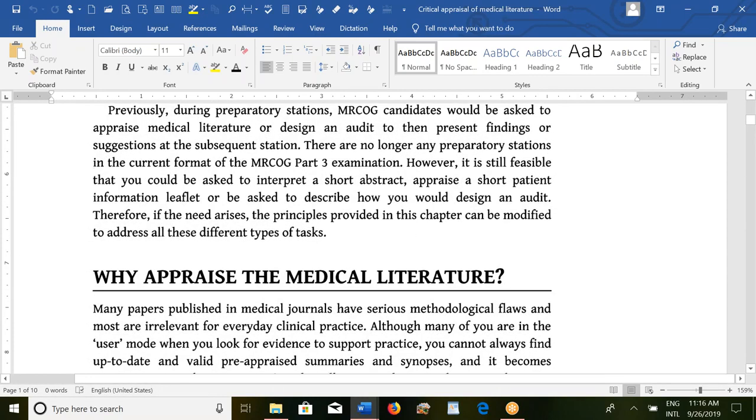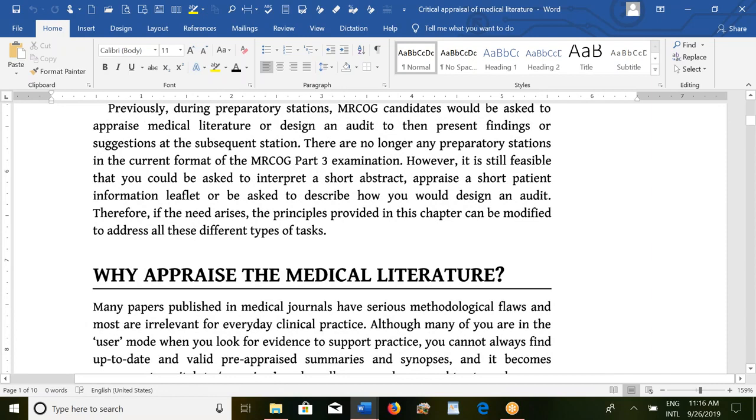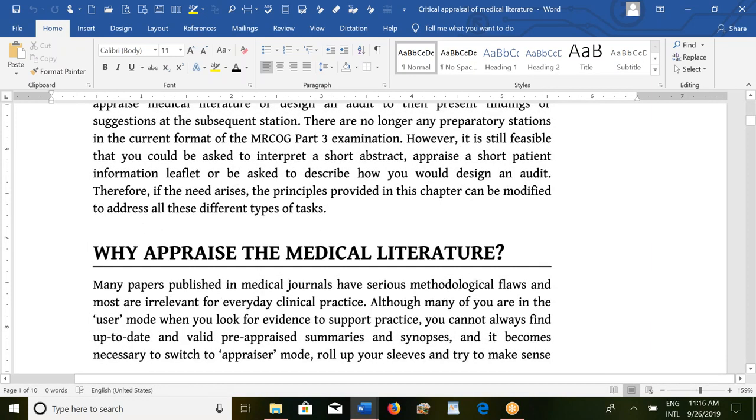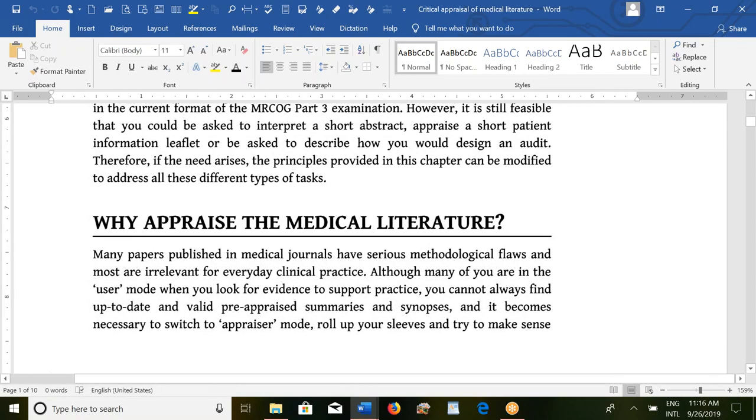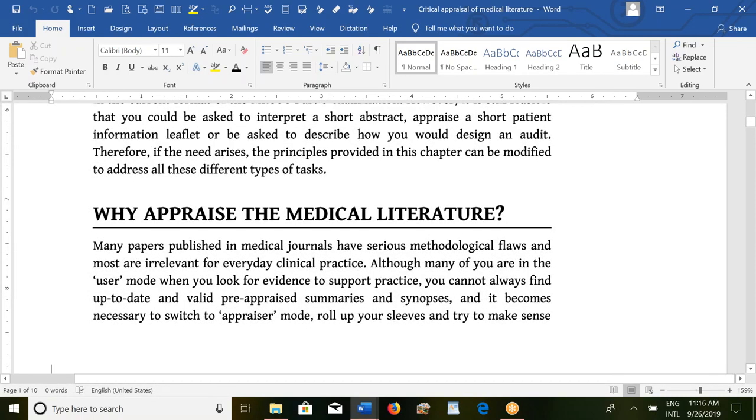So now in the exam, what will happen? You will have a preparatory station, and they will ask you to appraise medical literature or design an audit, and then present the findings or suggestions at the subsequent stations. You can also be asked to interpret a short abstract, appraise a short patient information leaflet, or describe how you would design an audit. Therefore, if the need arises, the principles provided in this chapter, you will have to modify according to the question.